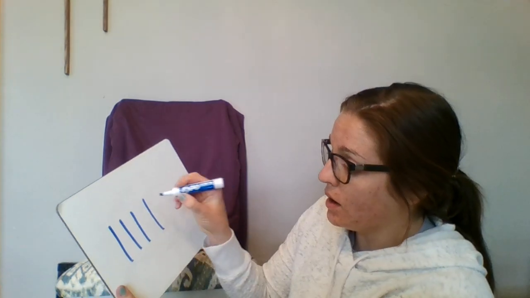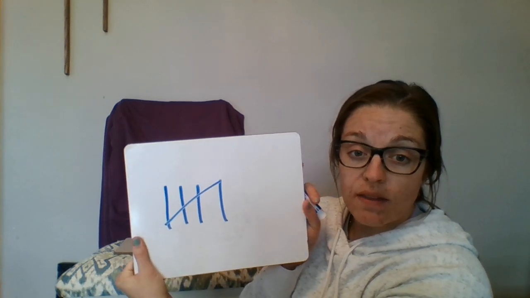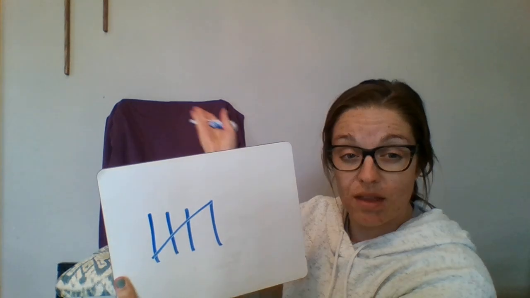And remember, when we do tally marks, you've got your 1, 2, 3, 4. And remember, when we get to 5, we cross it like that. And then it's easier to count by 5. So you do 1, 2, 3, 4 up and down, and then the fifth one goes across when you're making tally marks.